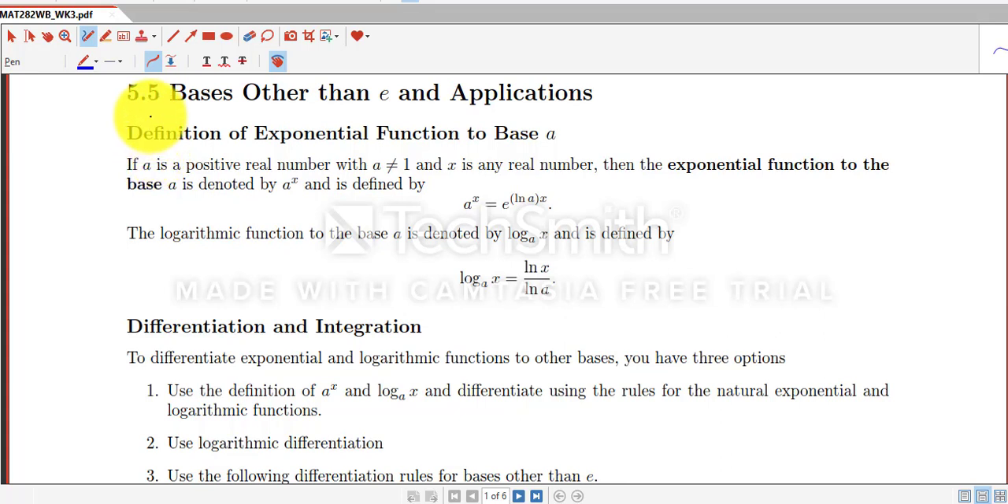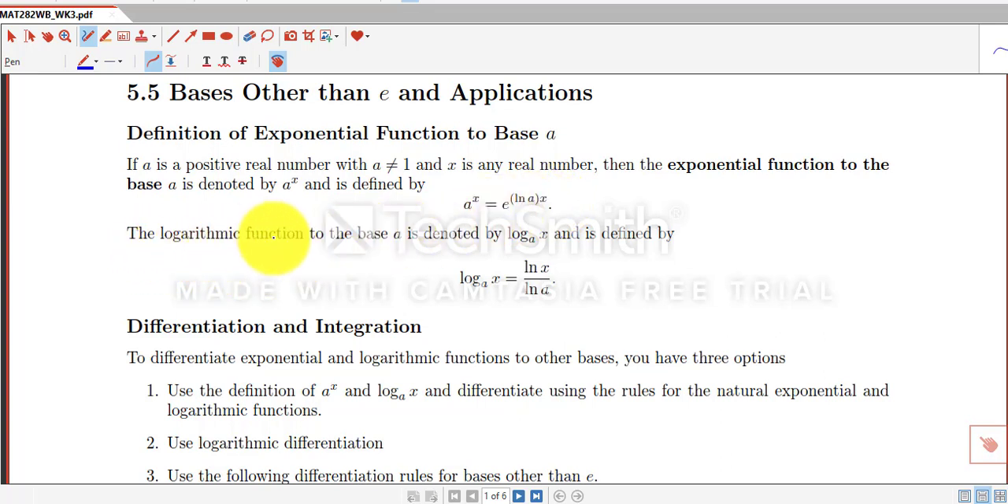Section 5.5 Bases other than e and applications. Definition of exponential function to base a. If a is a positive real number with a not equal to 1 and x is any real number, then the exponential function to the base a is denoted by a to the x, and it is defined by a to the x equals e to the power ln of a times x.